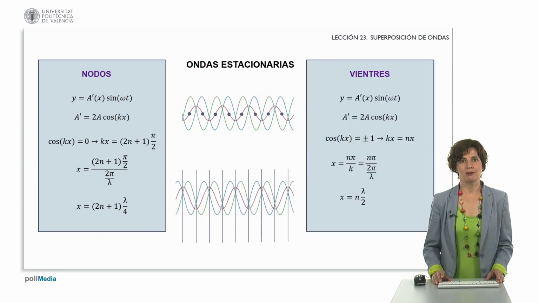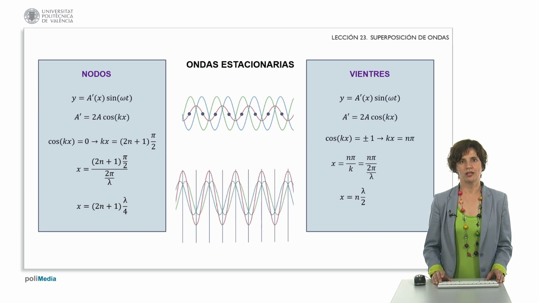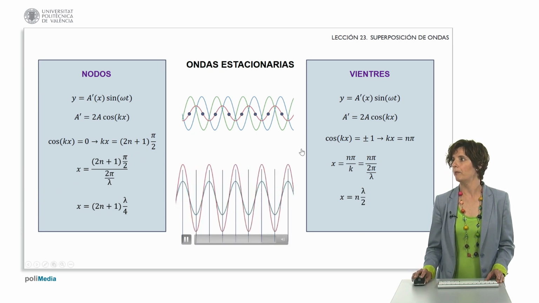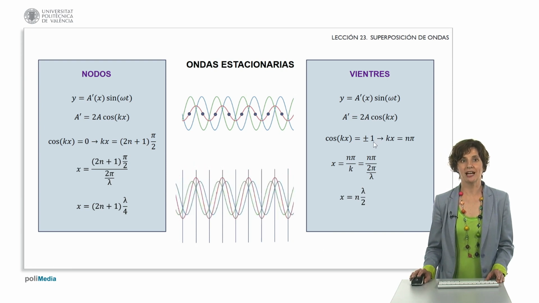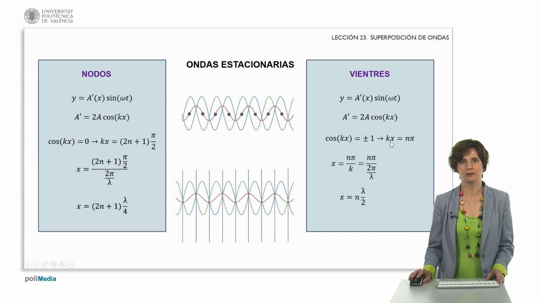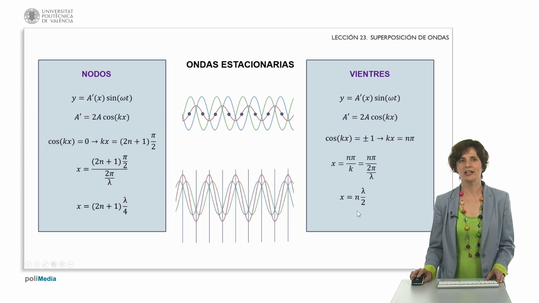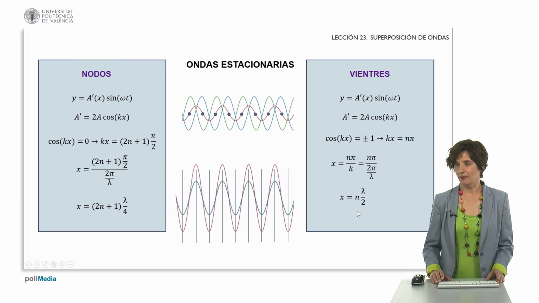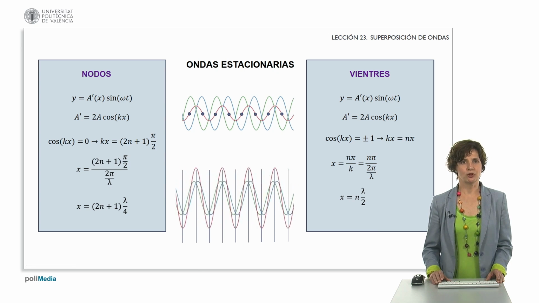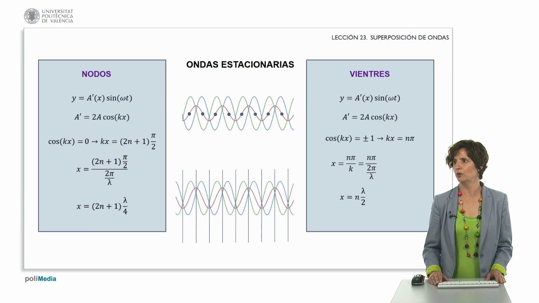The points where the amplitude is maximum are called bellies. These occur when the cosine of kx is either plus 1 or minus 1, that is, where kx is an integer number of times pi, and therefore x is an integer number of lambda over 2. In the standing wave on the screen, we see marked the positions where the bellies occur, separated from each other a half wavelength.